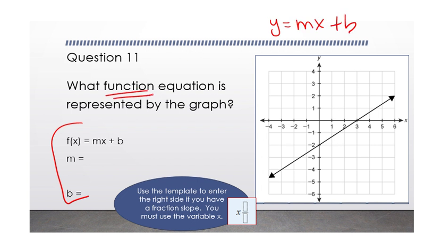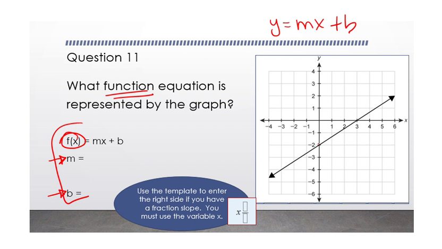Now, this does ask me for a function, so I need to write it in function notation. So we need to use f of x. Now, when we're writing our function for this linear equation, we need to find two things. We need to find the slope and we need to find the y-intercept, the b. I start with the y-intercept.